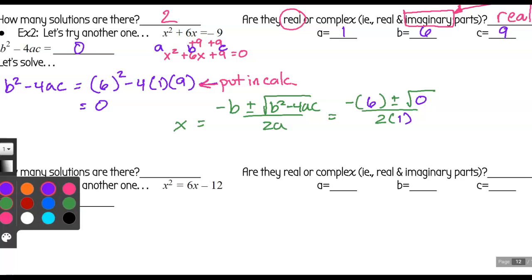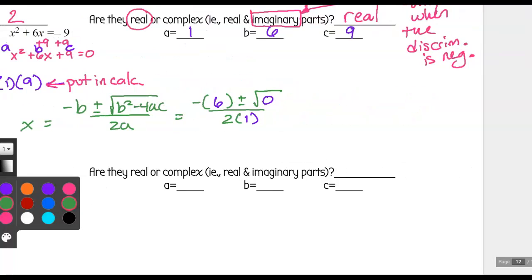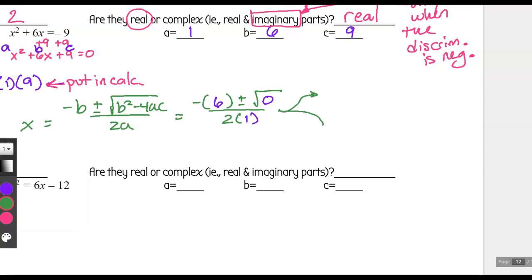Now, we have to split this into 2 things. A positive and a negative. So we have negative 6 plus or minus the square root of 0. What's the square root of 0? 0. So negative 6 plus 0 all over 2. And then we also have negative 6 minus 0 over 2. What is negative 6 plus 0 divided by 2?